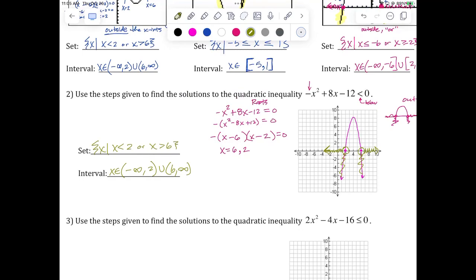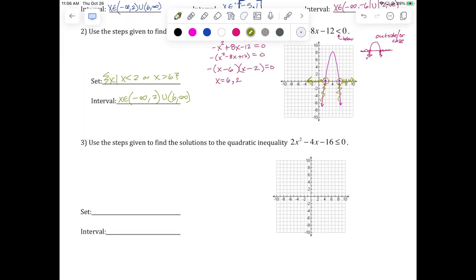All right, we're solving all of these how? Algebraically? No, we're solving them graphically. We're doing a little bit of algebra to find x-intercepts. That's the algebra. We have to find the x-intercepts. But then it's either going to be between them or outside of them, depending on whether it opens up or down, and depending on what the inequality is.